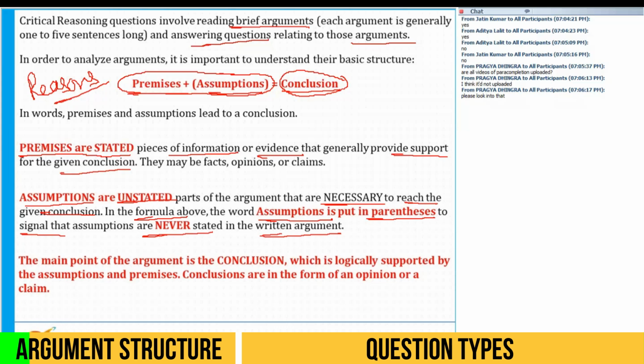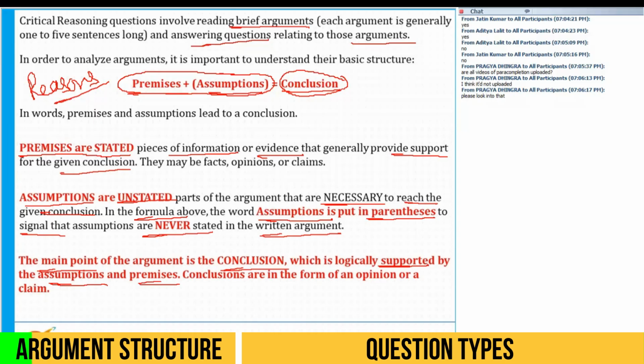Based on premises and assumptions, based on reasons that are stated or unstated, we form our conclusion. The main part is actually the conclusion, which is supported by both assumptions and premises. It is very important for you to find out what the conclusion is, because unless you know the conclusion, you will not be able to answer the question.